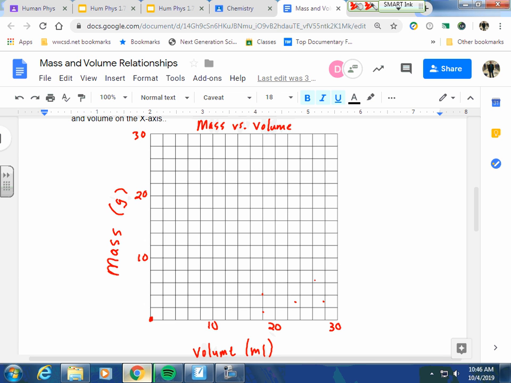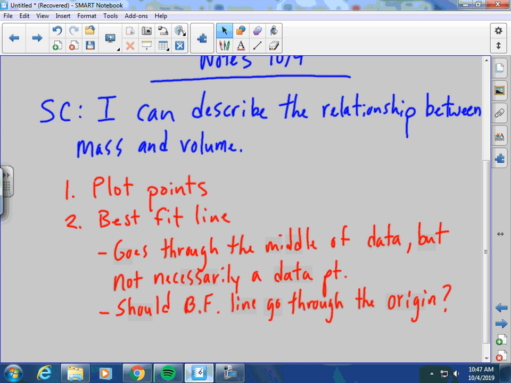The actual definition of matter says that it has mass and takes up space. So anything that is matter, anything that is a particle, has mass and takes up space. So therefore, going back to what we said a minute ago, 0, 0 does actually make sense. If something has no mass, it takes up no space, makes sense. So the answer to our question on this lab is yes, it should. Okay, so we're going to go through the origin.